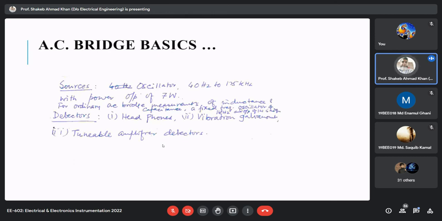Then vibration galvanometer is very common choice, general choice. It vibrates, and when it settles to the null zero value, then we say that it is balanced. Then a tunable amplifier is also used, means the amplifier which is tuned for the excitation frequency. So these are the specifications, different components.